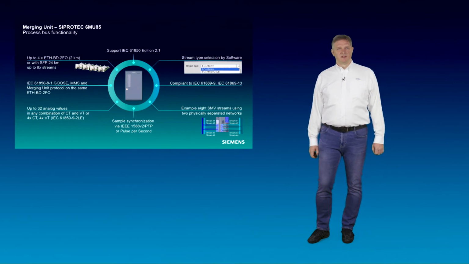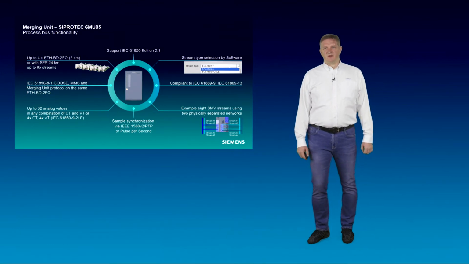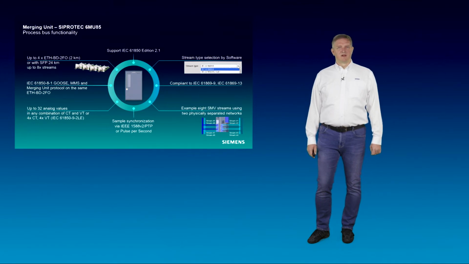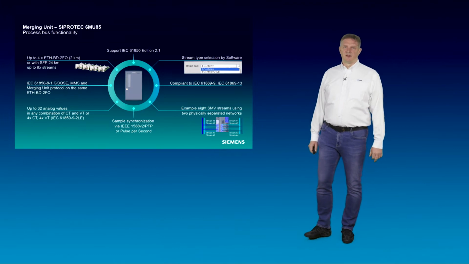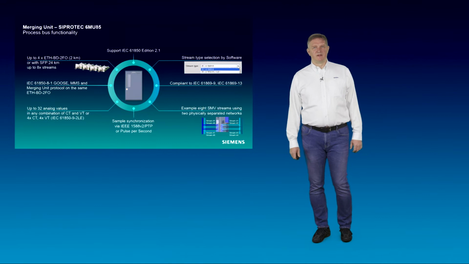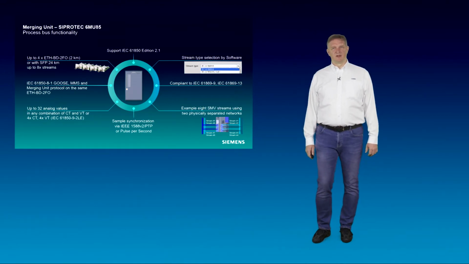to be published, in accordance with IEC 61869 Part 9 and 13, as well as IEC 61850 Edition 2.0 and Edition 2.1. The synchronization of samples can either be realized with IEEE 1588 Precision Time Protocol, or for retrofit scenarios via PPS or IRIG-B. The support of IEC 61850 GOOSE and MMS on the same Ethernet interface is supported as well.